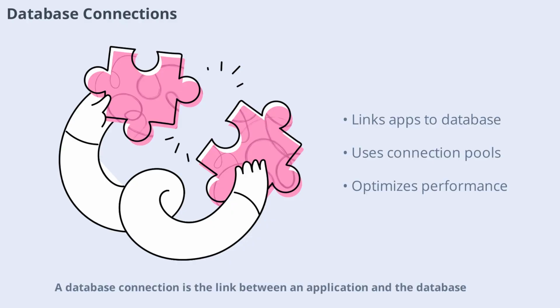Database connection is the link between an application and the database. Connections can be direct or managed through connection pools, which optimize resource usage and improve performance. Managing connections efficiently is important for scalability and reliability, especially in high-traffic environments.